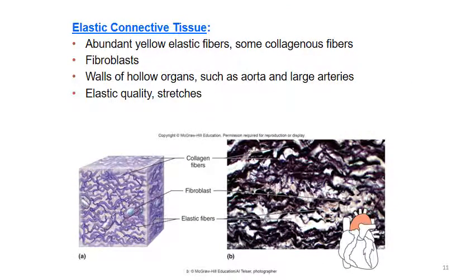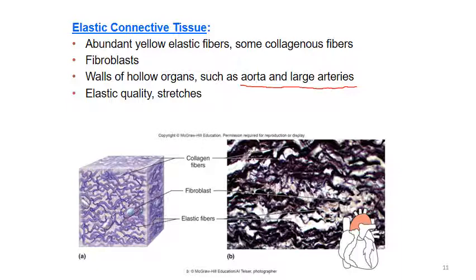Elastic connective tissue. This has fibroblasts, but a lot of elastic fibers. Know for this the location, aorta and large arteries. Okay, so aorta comes out of our hearts, takes the blood that is being pumped out of our heart. It needs to be able to stretch to accommodate the force. If it's not able to stretch, it could actually rupture.